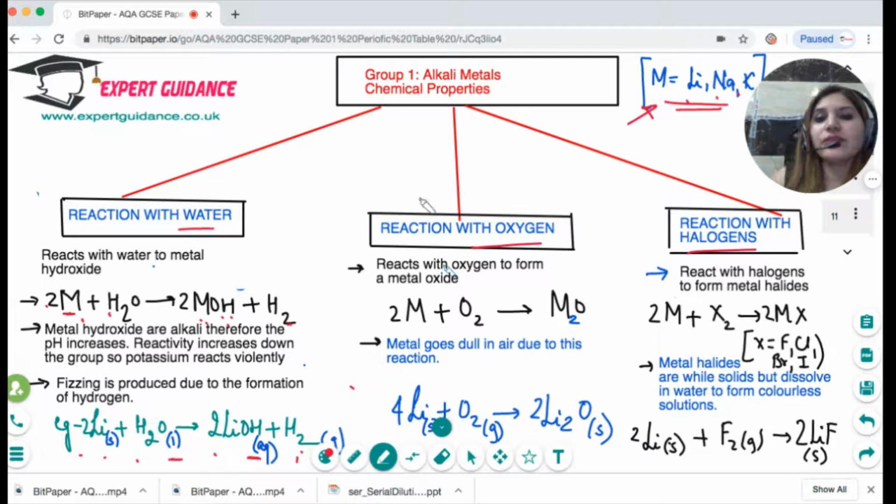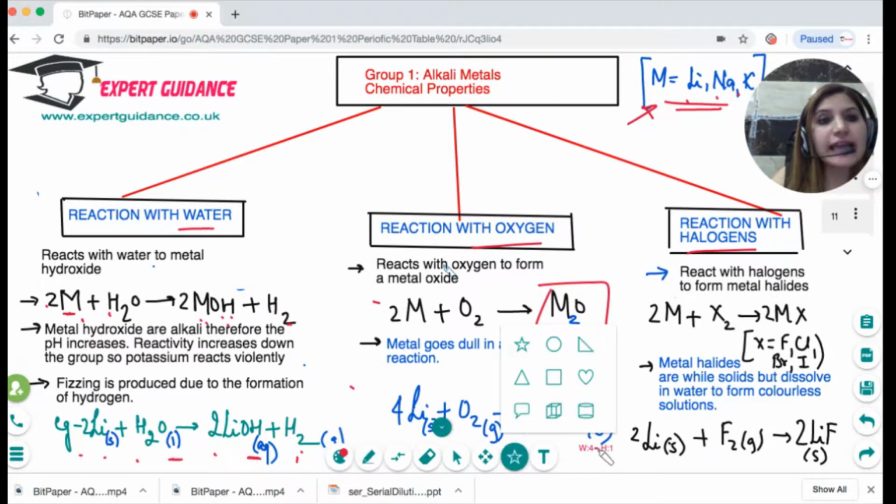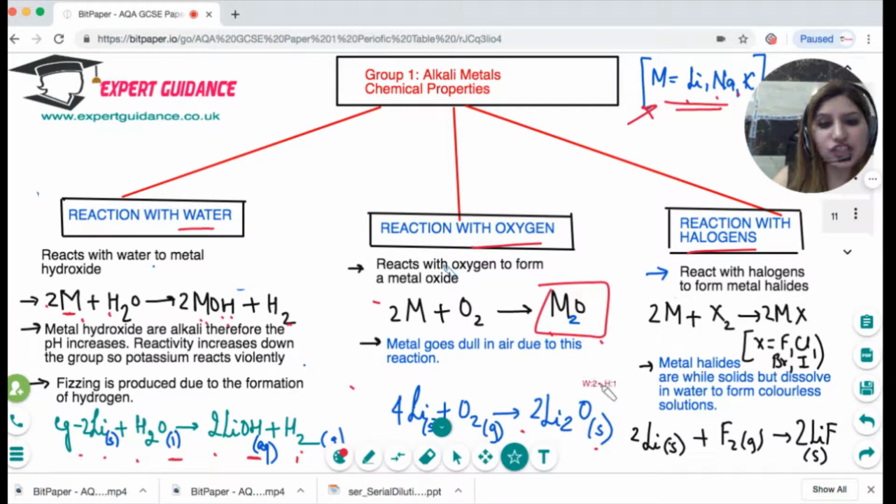When we see the reaction with oxygen, it forms metal oxides. And for the group 1 oxide, the formula is M2O. So lithium oxide is Li2O, sodium oxide is Na2O. We'll see in bonding how we determine the formulas of the ionic compound. But till then, you can just remember that group 1 oxides will be of the formula M2O.